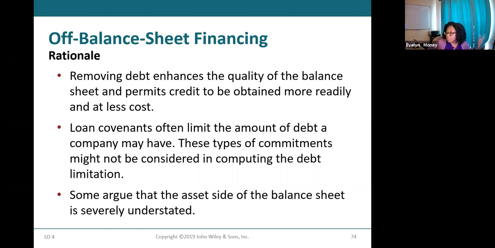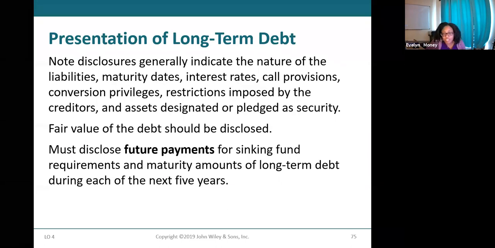So there are definitely some pluses to this, but the largest minus, or the largest detractor, is when you don't let the investors know that you have all of these arrangements in place. So off balance sheet financing, not a bad thing. Just disclose it. That's it.